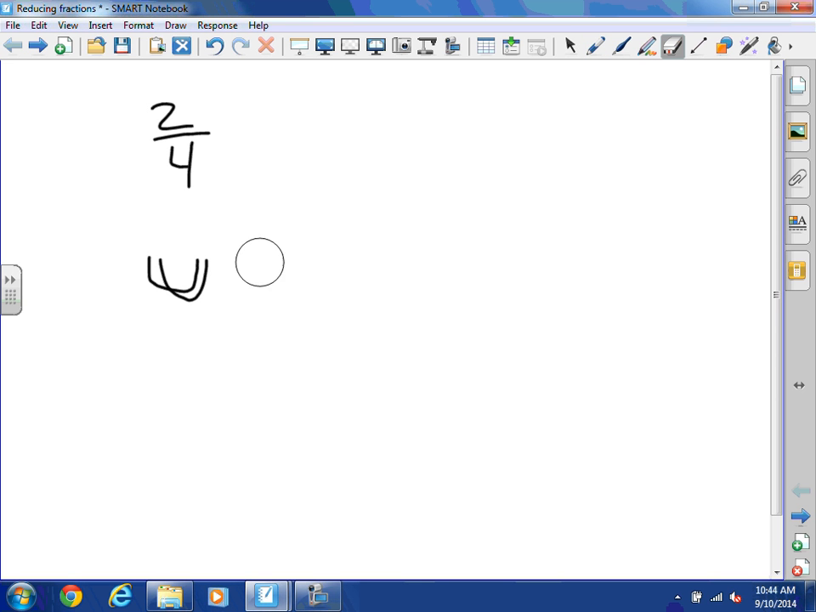Now, mathematically, what that means, you guys, is all you're really doing is writing an equivalent fraction. So if I take this and divide it by 2/2, all I did was write an equivalent fraction. But when you're talking about reducing, it's only using division.